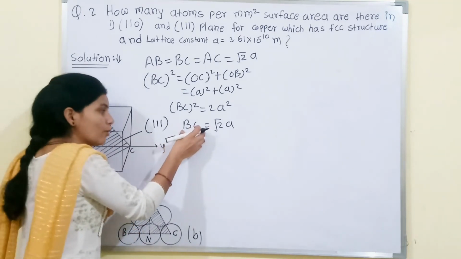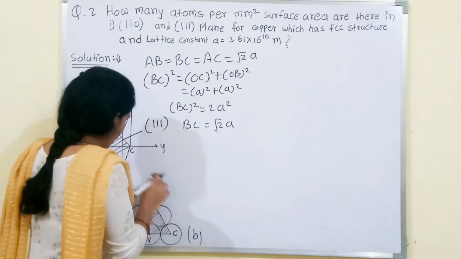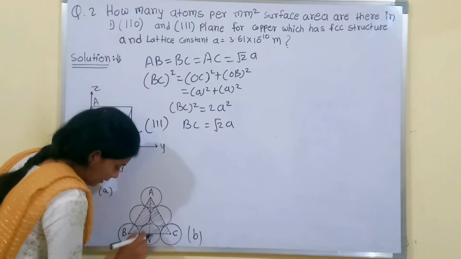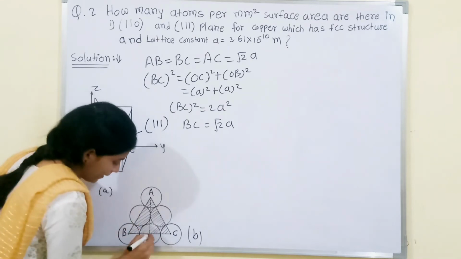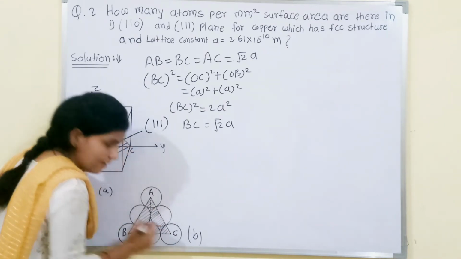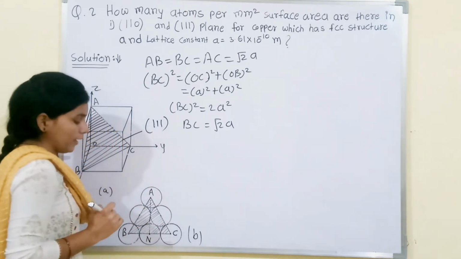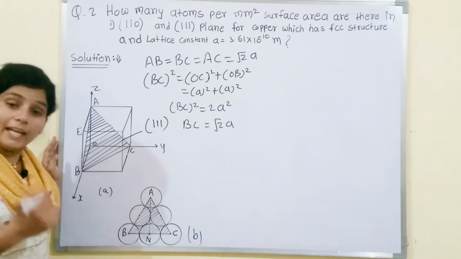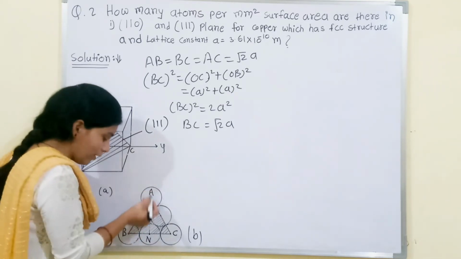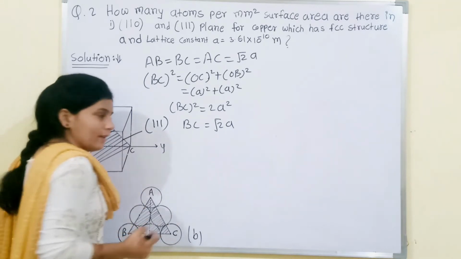If BC is root 2A, then AB and AC are also root 2A. Now in this triangle ABC, we have 2 triangles. The first one is ANC. In triangle ANC, we want to calculate AN, because we want to calculate the area of the plane. So we first have to calculate AN, that means the height of that triangle.